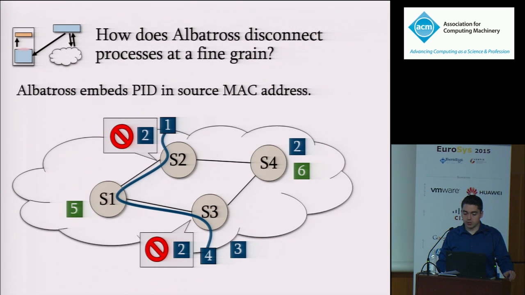Note also that this scheme is very fine-grained. If another application shows up, say with processes 5 and 6, these processes can use exactly the same links that are forbidden to process 2 for their communication.